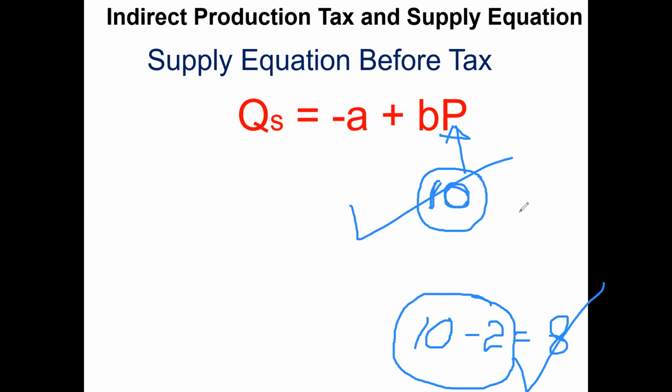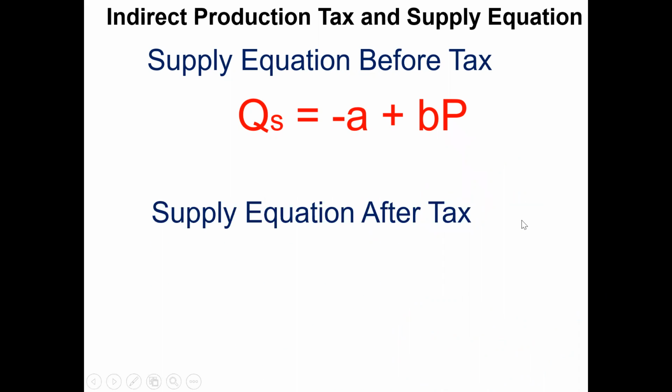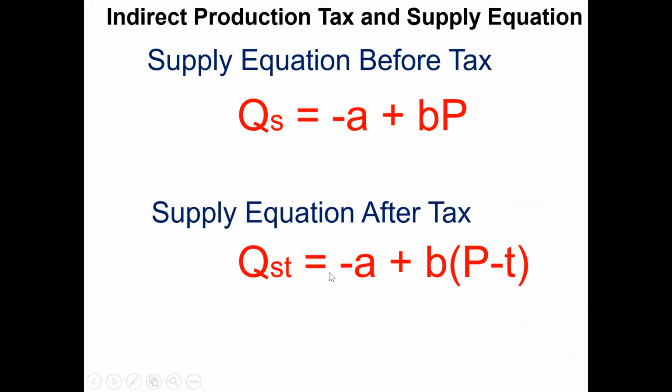That's the logic. According to this argument, we can build up the new supply equation like this. QST equals minus A plus B within bracket P minus T. That is the adjustment. P minus T. Simply, price minus tax.